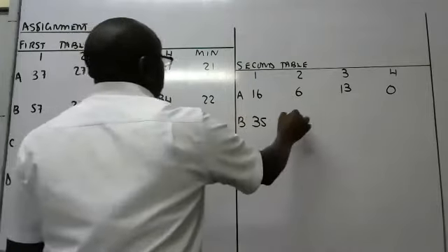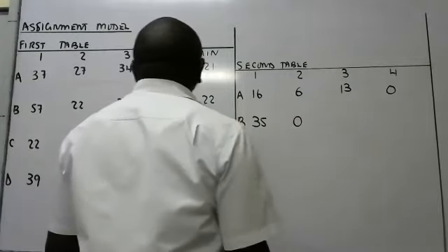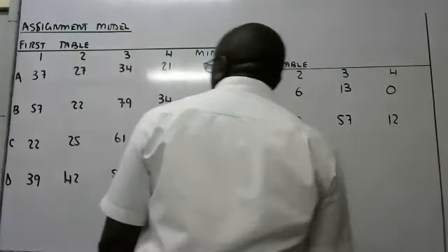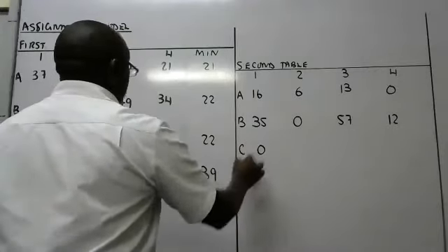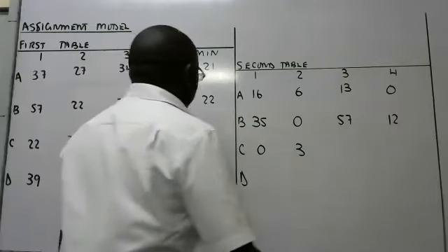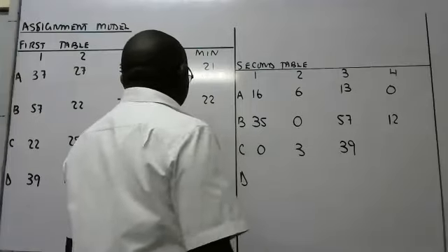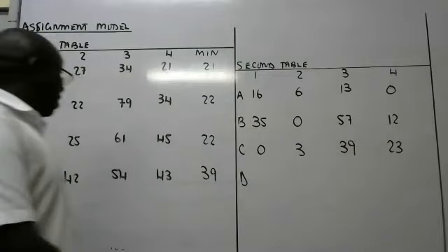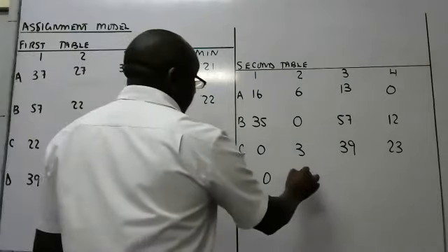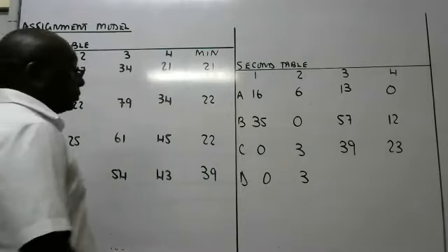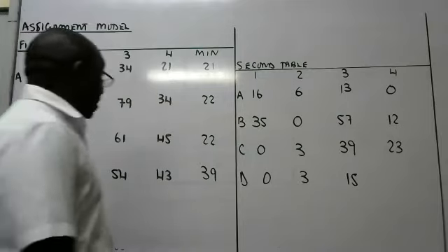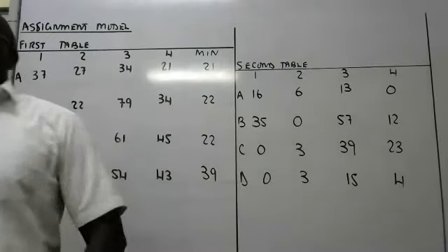22 minus 22 is 0. 79 minus 22. 34 minus 22. 22 minus 22. 25 minus 22. 61 minus 22. 45 minus 22. 39 minus 39. 42 minus 39. 54 minus 39 is 15. And 43 minus 39 is 4. So that is how the second table is done.